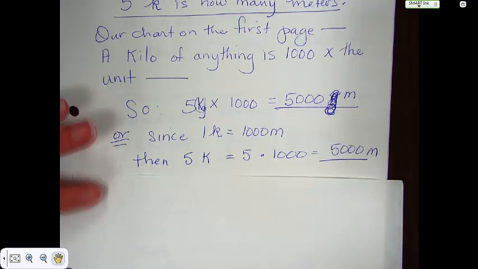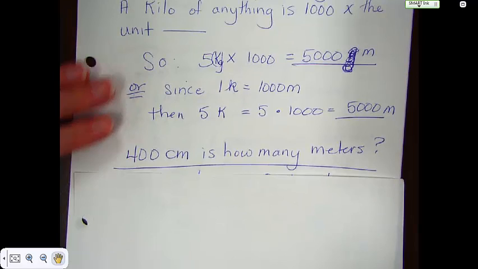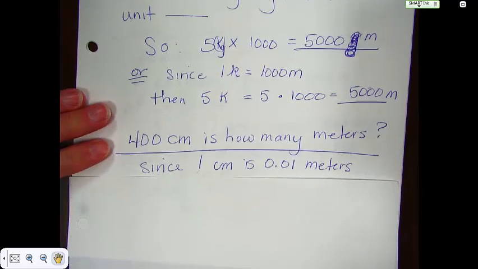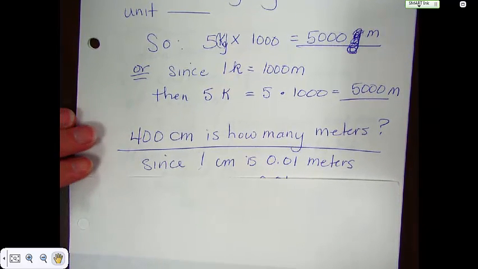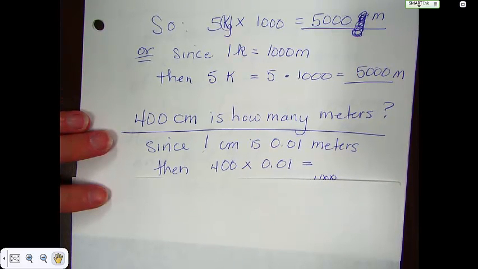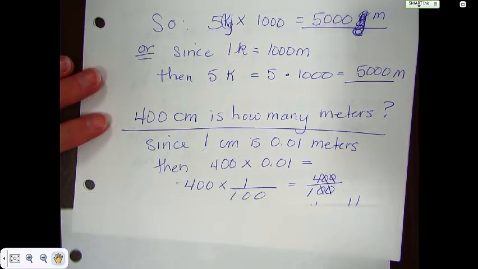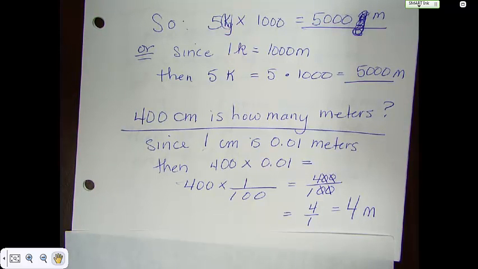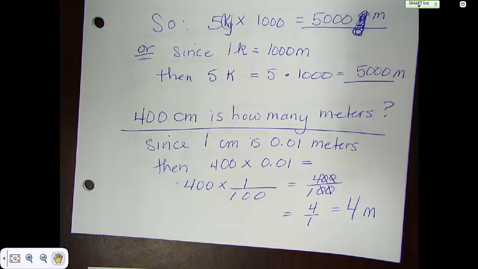Here's another way to explain it. 400 centimeters is how many meters? Since 1 centimeter is 0.01 meters, then 400 times 0.01 is equal to 4. Not a bad conversion. A little bit messy.